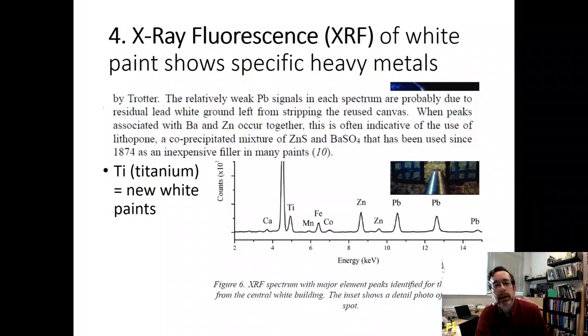Here's how they talk about it. Relatively weak lead signals in each spectrum are probably due to residual lead white ground left from stripping the reused canvas. This forger bought a cheap old painting and stripped the canvas, and that's why there's a little bit of lead on it. They found peaks of barium and zinc occurring together. This is also an indication that there's lithopone being used, which is a mixture of zinc and barium that was used since 1874. Now this is dated 1866. So right there, this is very suspicious.